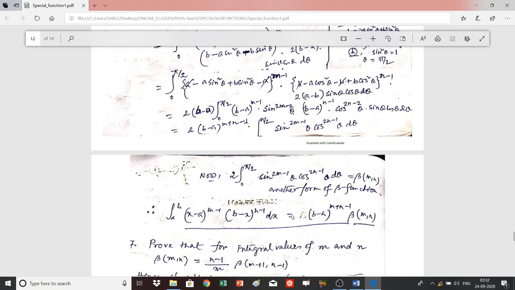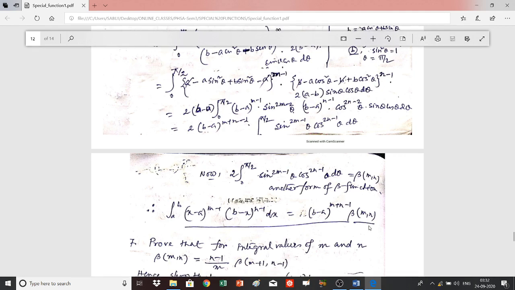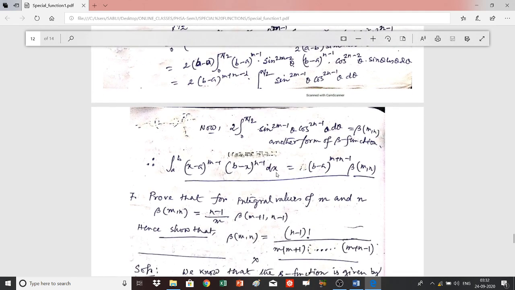This integral will give you 2 into (b minus a), because 2 is used with this, that will give you beta m. So finally from this we will obtain (b minus a) to the power m plus n minus 1, and this 2 and this term will give you beta m. So this is equal to (b minus a) to the power m plus n minus 1 times beta m n. So the value of this integration has been calculated.